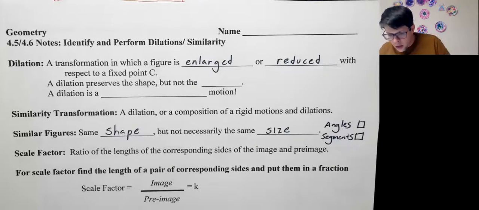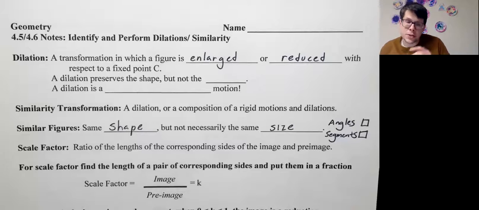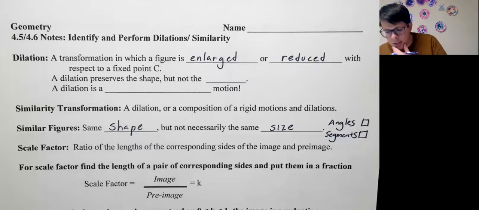Hello, everyone. Let's talk about two sections today. We're going to talk about sections 4.5 and 4.6, which is going to be identifying and performing translations and also talking about similarity. Now, we don't usually do two sections at the same time, but these two sections are very closely related, so they're going to fit together great. So let's see if we can dive in.